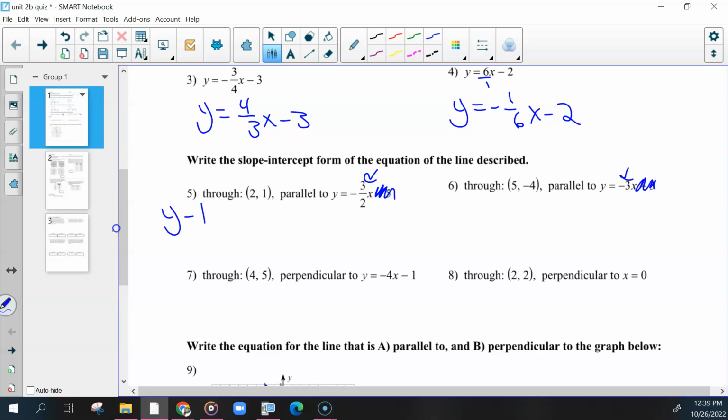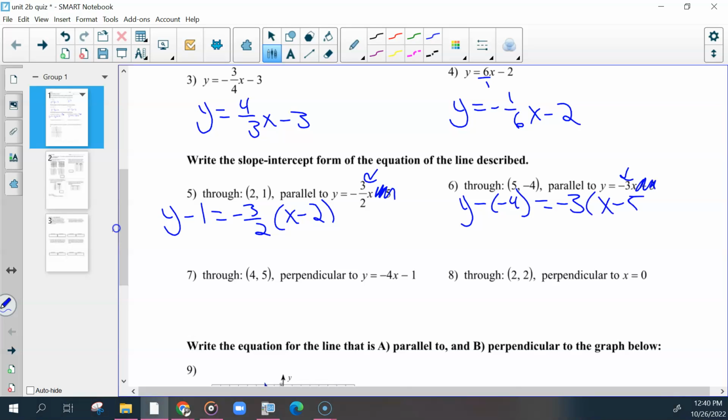Y minus 1 equals negative 3 over 2 times x minus 2. And I'm going to do the same thing for the other one as well. I'm going to set up 6, and then we'll go back and solve 5 and then 6. So y minus negative 4 equals negative 3 times x minus 5. Then we are distributing.